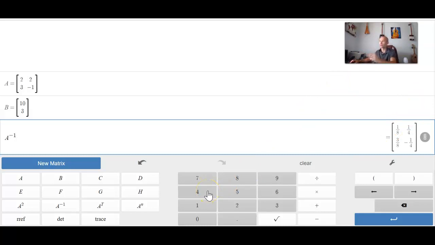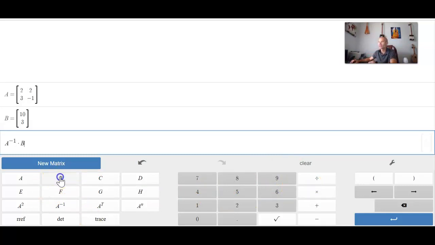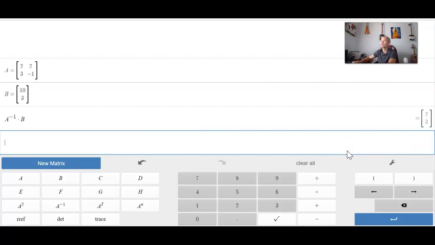That's a longer discussion. And so what I want to do is multiply that result by B, and I get the vector 2, 3. Now, that means that little x is equal to 2, little y is equal to 3.